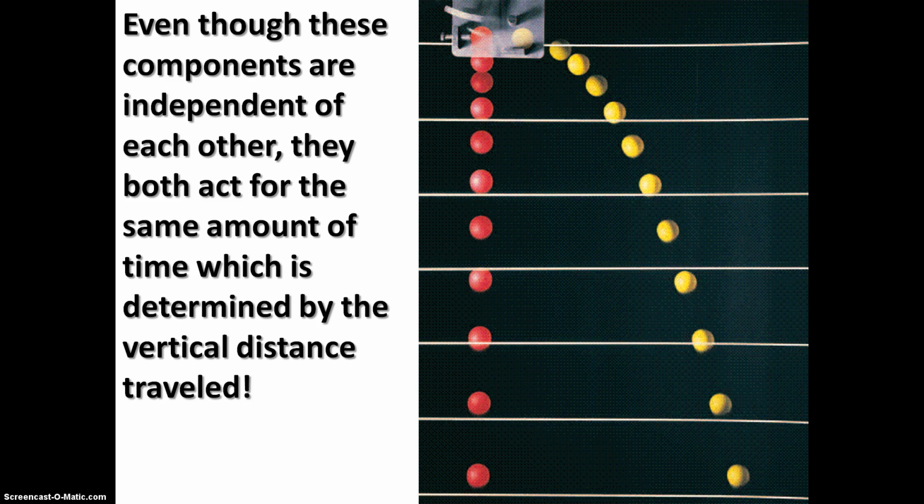Even though these components are independent of each other, the vertical and horizontal, they both have to act for the same amount of time, which is determined by the vertical distance traveled. Again, even though the vertical and horizontal motions occur for the same time, they're controlled by the vertical motion. An object will only move horizontally as long as it's moving vertically. Once it hits the ground, it stops.